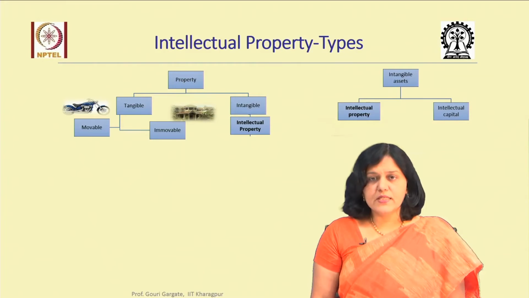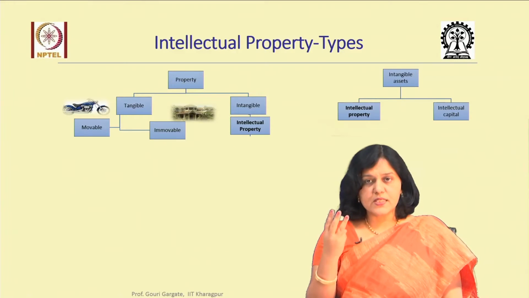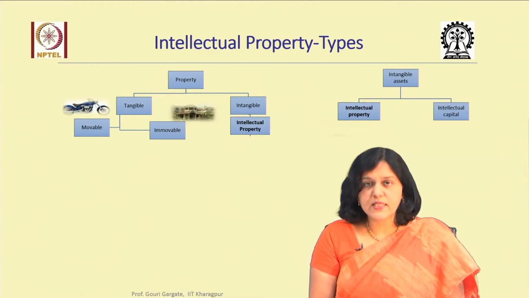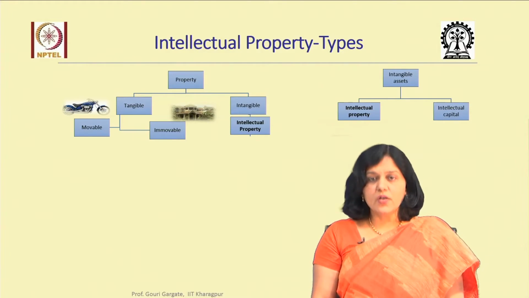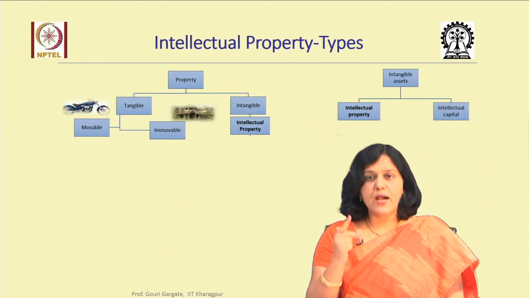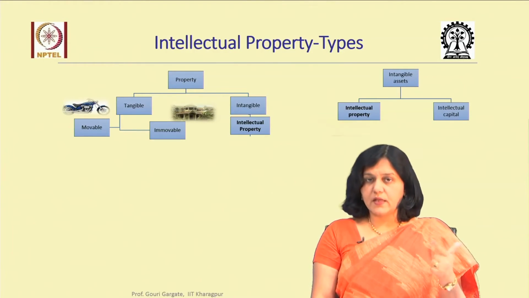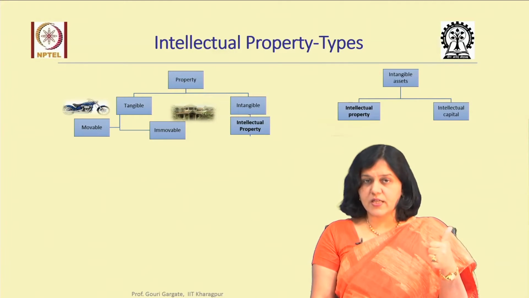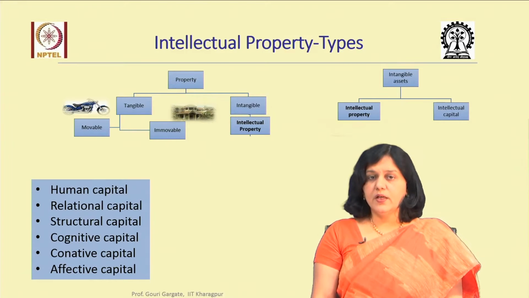This intellectual capital is divided into three subtypes: human capital, relational capital, structural capital. Along with these three capitals, cognitive capital, conative capital and affective capital are the parts of intellectual capital. These 6 forms of intellectual capital together make up the innovation capital of an organization.